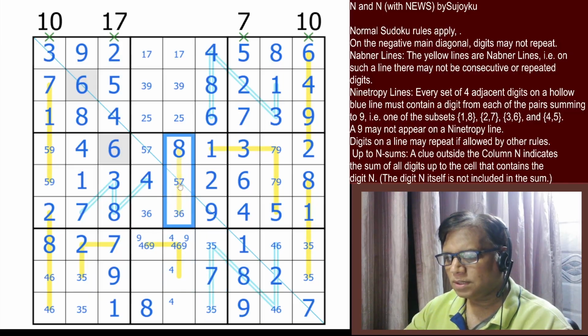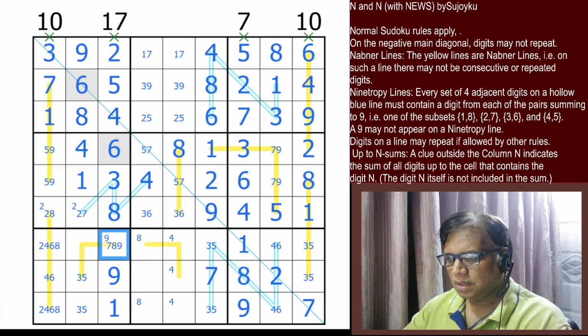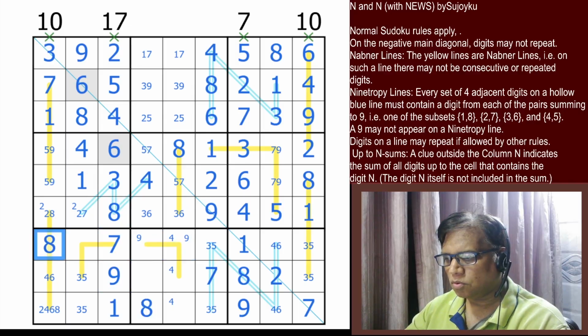Oh, 8 is on this line. I have totally forgot about this. So that cannot be 7. That has to be 5. That means that's 7. Wait. Where did I go wrong? These are the things that I hate. Wait. It's not. Oh, so this wasn't 5 7.